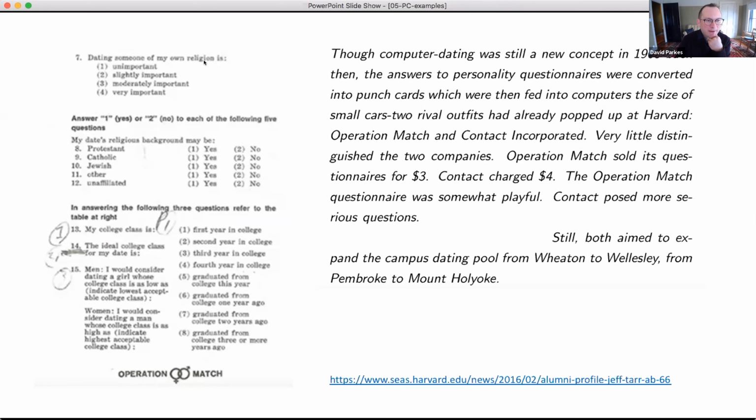Dating someone of my own religion is: 1, unimportant; 2, slightly important; 3, moderately important; 4, very important. My date's religious background may be... The ideal college class for my date is... Men: I would consider dating a girl whose college class is as low as... These are questions that were asked at the time in Operation Match.